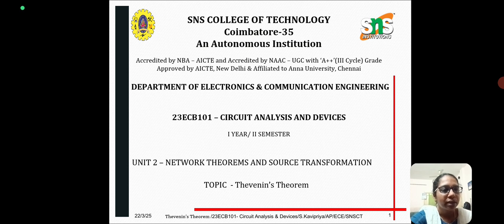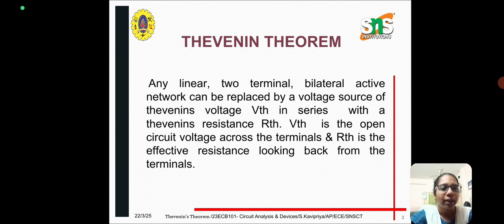I am going to discuss the topic Thevenin's theorem from the subject Circuit Analysis and Devices. So first we can see what is the statement for Thevenin's theorem. Thevenin's theorem is one of the network theorems which is used to simplify a complex network.